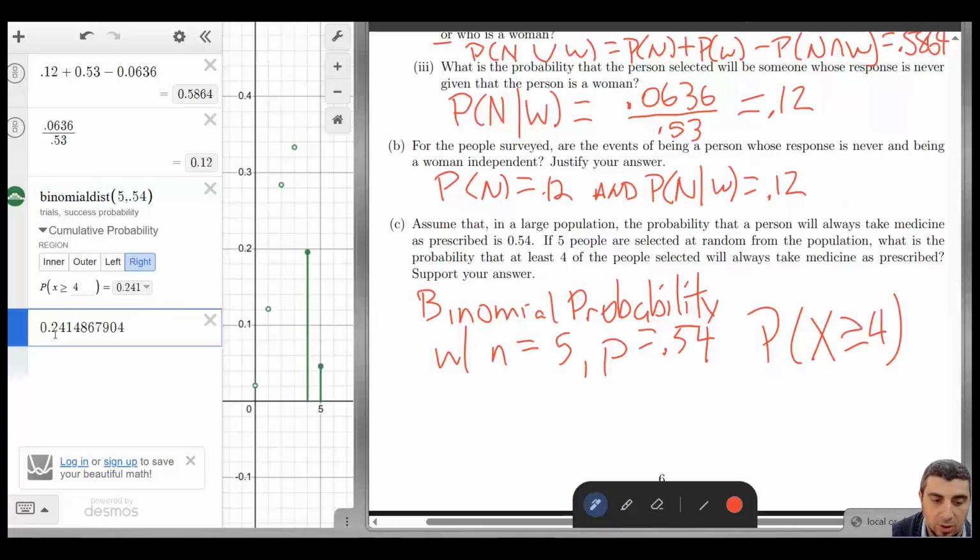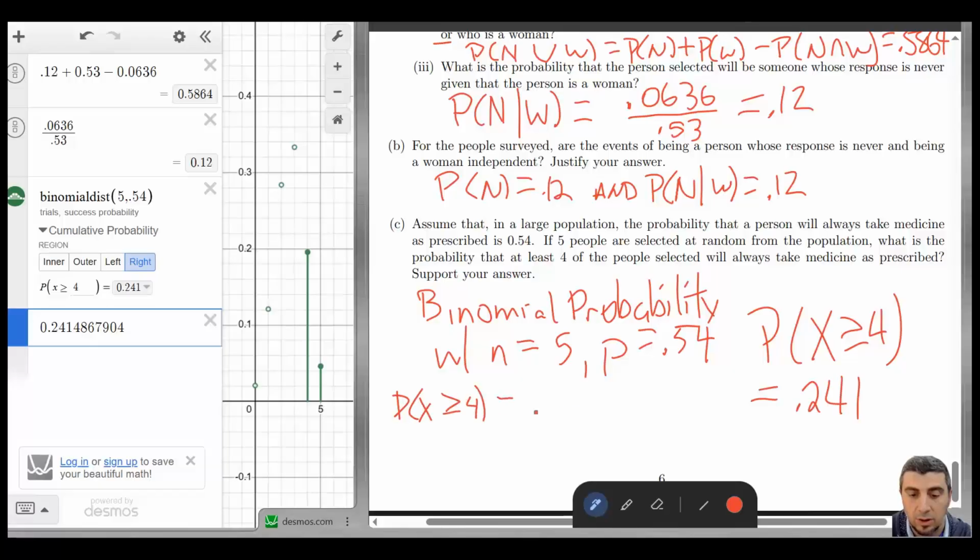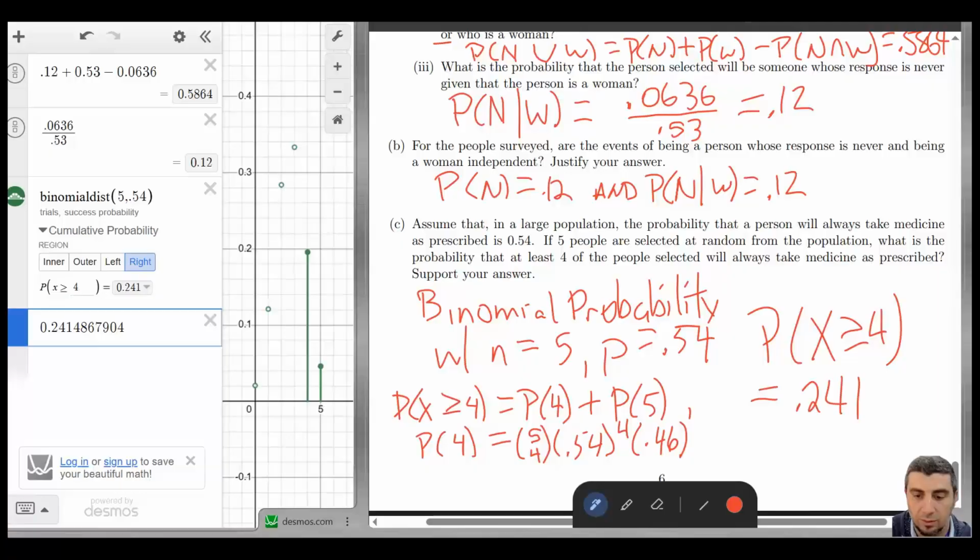You can click that and export it and get more decimal points. But if you go out at least 2 or 3, you would be good. It's 0.241. Now we could also calculate this by hand. The probability that x is greater than or equal to 4 is the probability of 4 plus the probability of 5, because you only have 2 options here. The probability of 4 is 5 choose 4 times 0.54 to the 4th, so that's 4 successes, times 0.46 to the 1st, that's 1 failure.